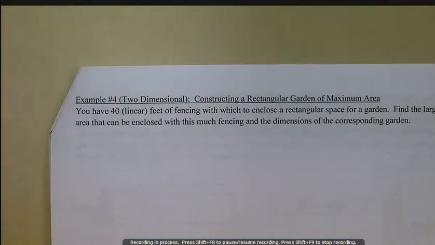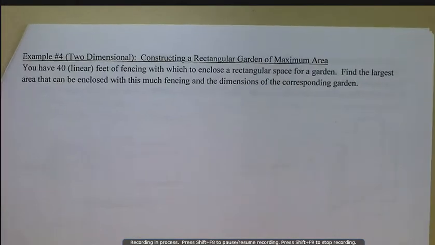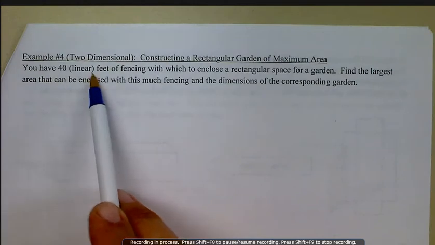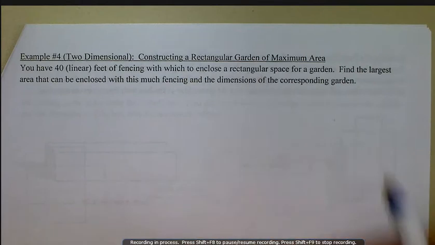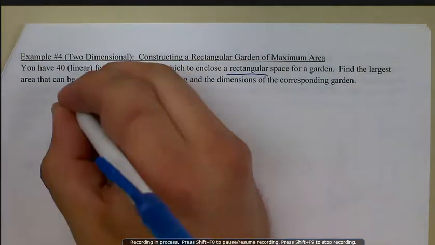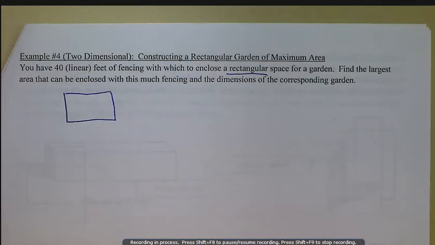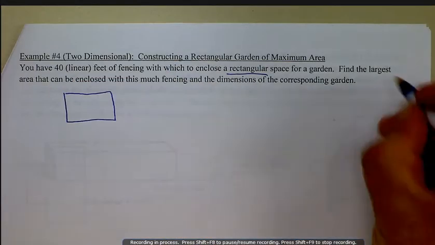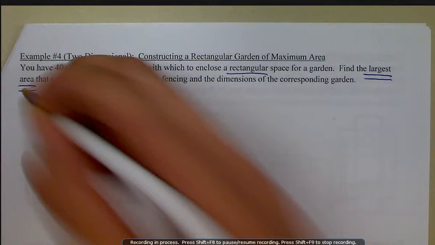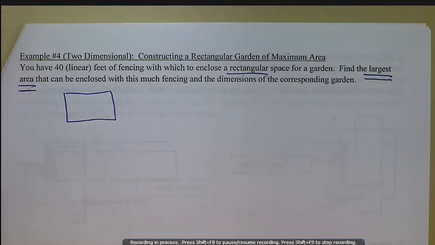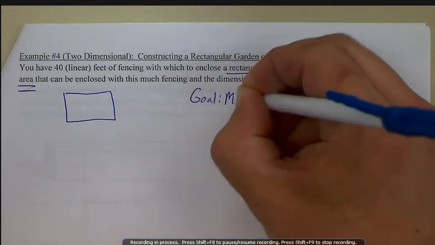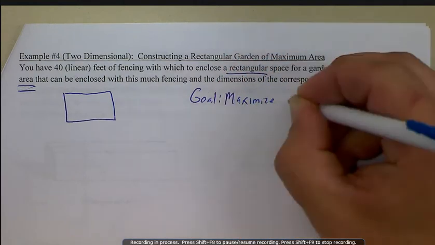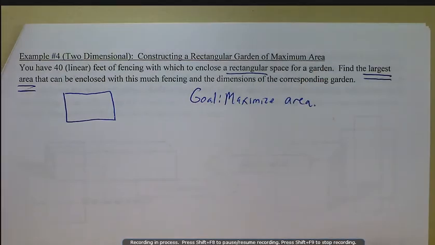So 40 linear feet means 40 feet of fencing with which to enclose a rectangular space for a garden. I'll draw a picture. There's my garden. Find the largest area that can be enclosed with this much fencing. Okay, so my goal here is to maximize area. With that in mind, I'm going to need an area function.